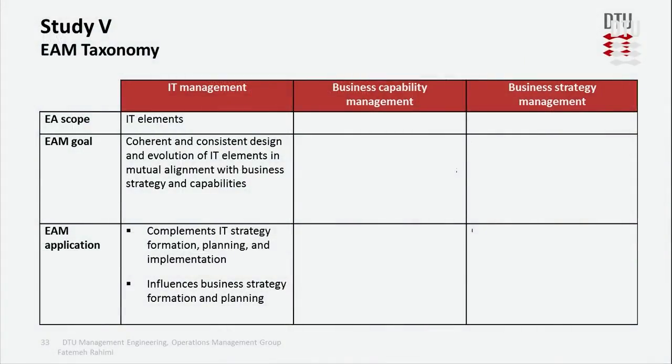When EA scope is limited to IT components, enterprise organizations adopt enterprise architecture management to ensure coherent and consistent design of IT systems. Therefore, enterprise architects are supporting the processes for IT strategy formation, planning, and implementation. Business strategy is only an input to IT architecture design, but enterprise architects may still influence business strategy to better manage IT architecture complexity.